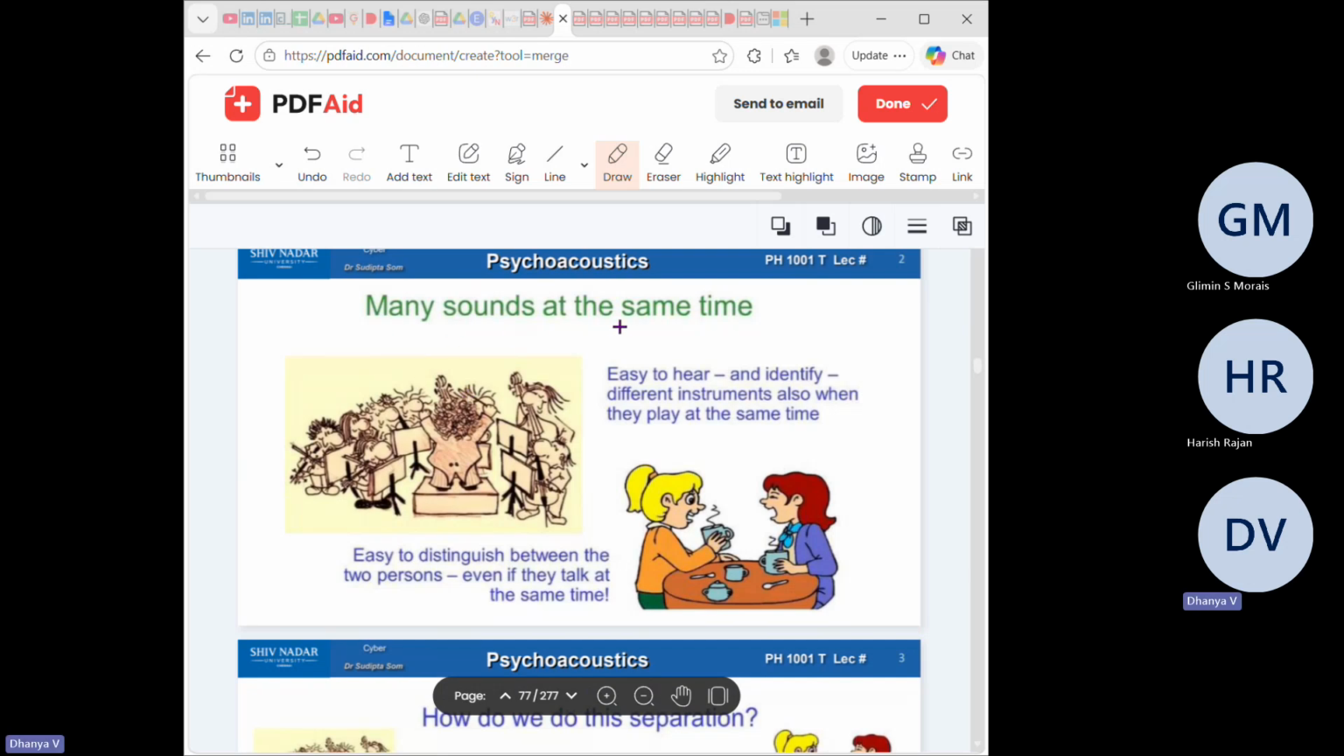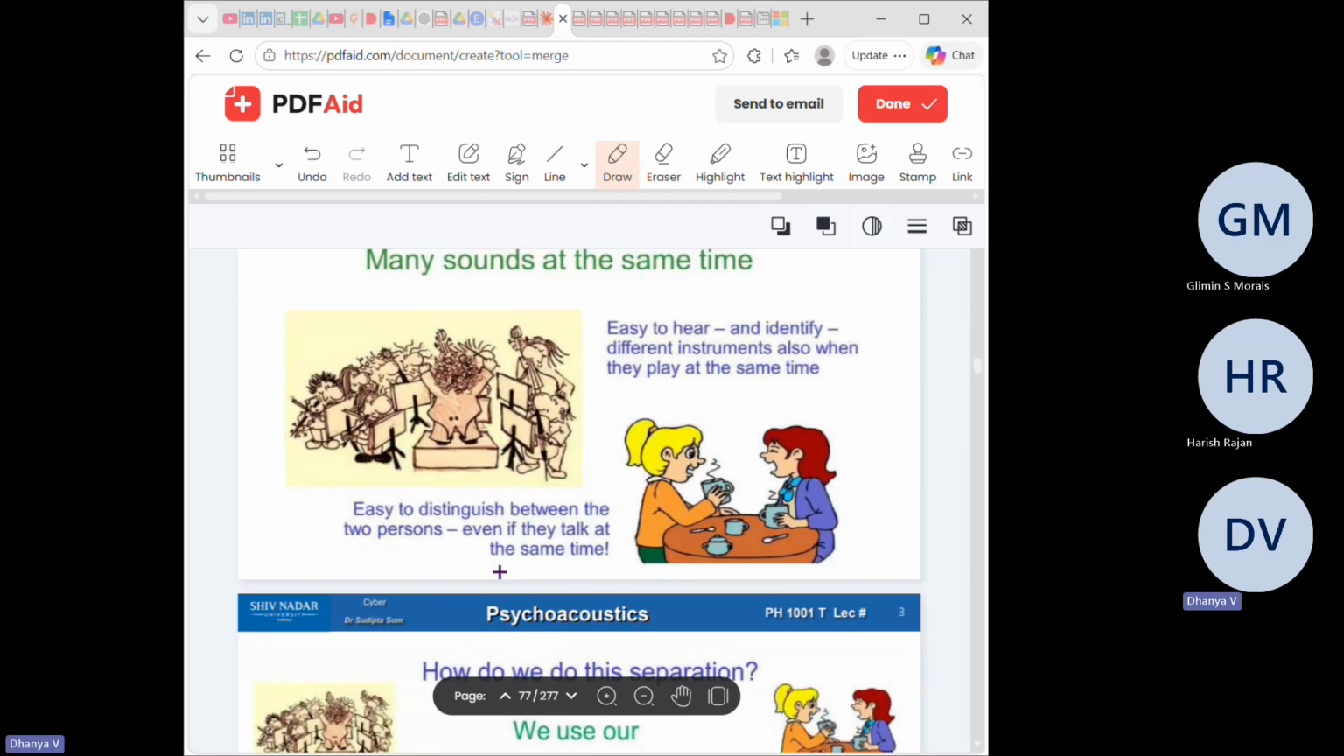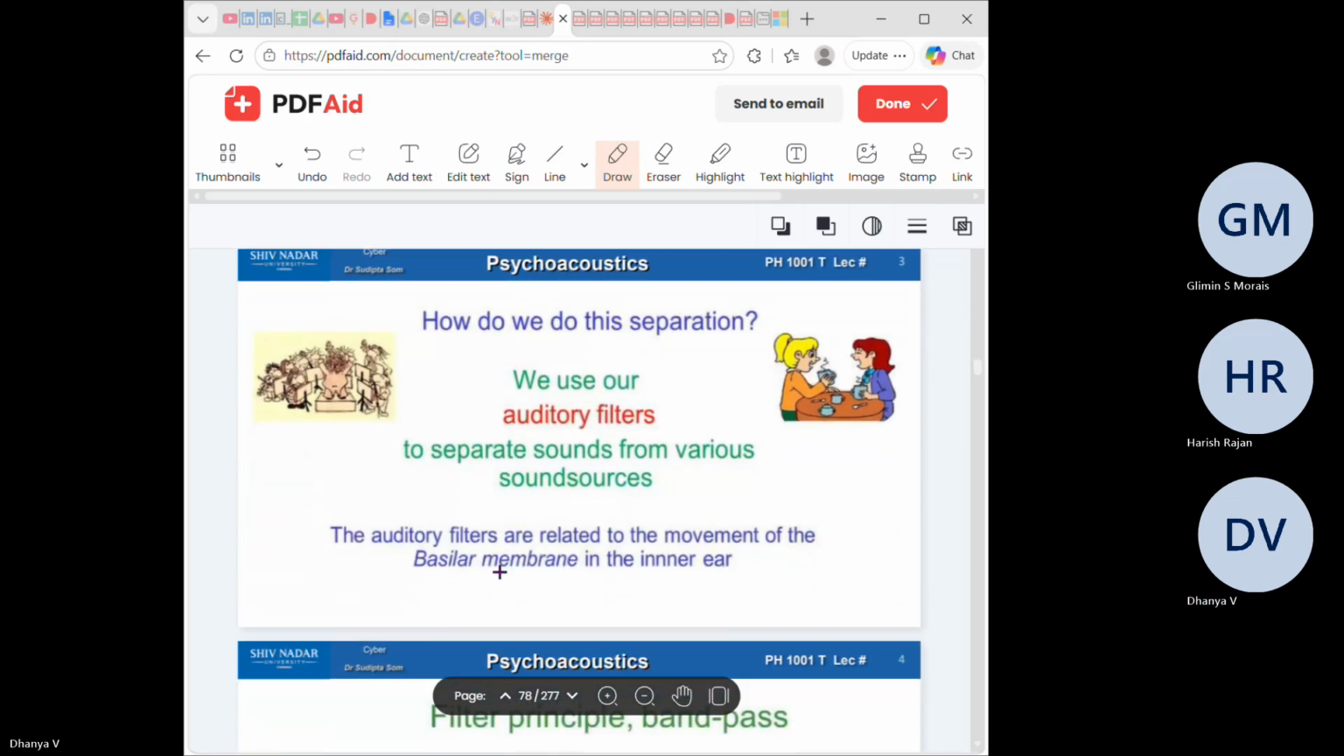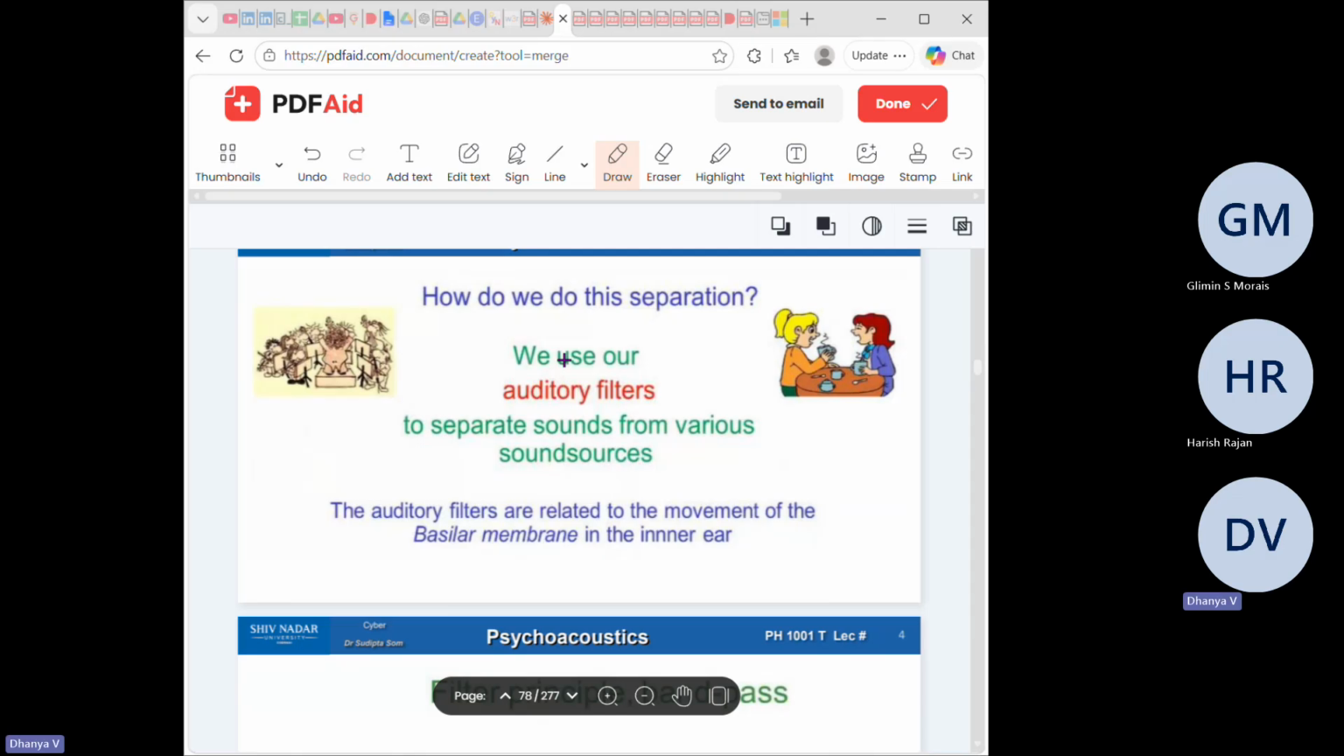Okay, so many sounds were played at the same time. It's easy to hear and identify different instruments. Okay, how do we choose the separation? We use our auditory filters to separate different sounds from different things.